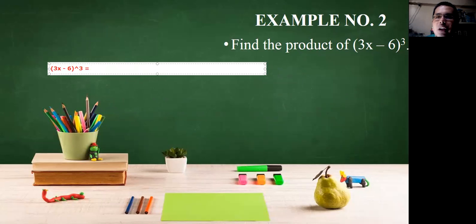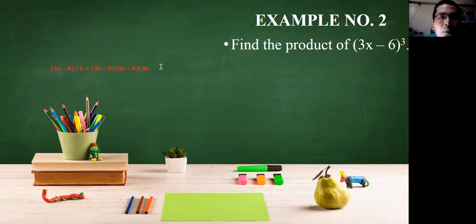Based on the definition of exponents, the exponent tells you how many times you will multiply the base. Since this is (3x minus 6) raised to the third power, it means you're going to multiply this binomial 3 times. If we expand it, this will be (3x minus 6) multiplied by (3x minus 6), multiplied by (3x minus 6). Since we cannot multiply this directly, we're going to use the FOIL method.